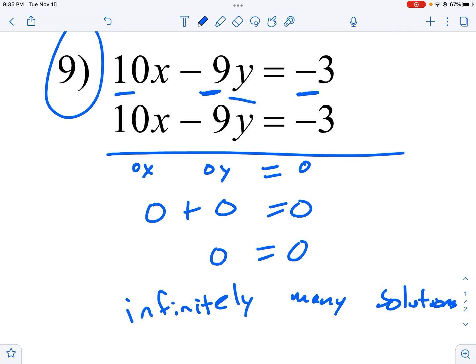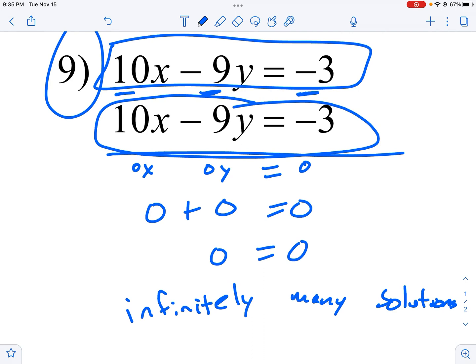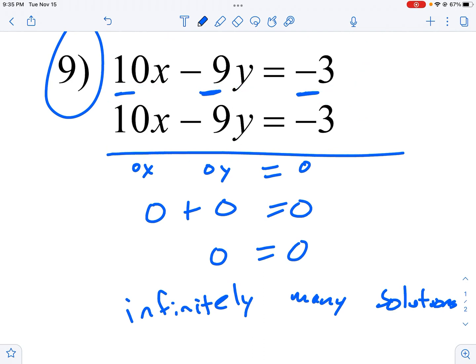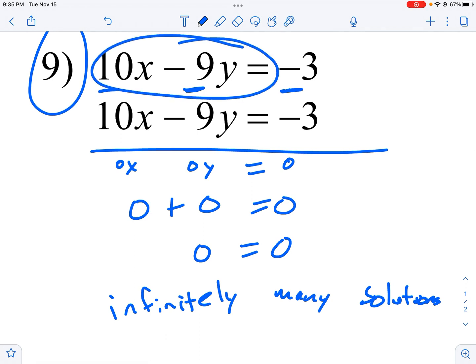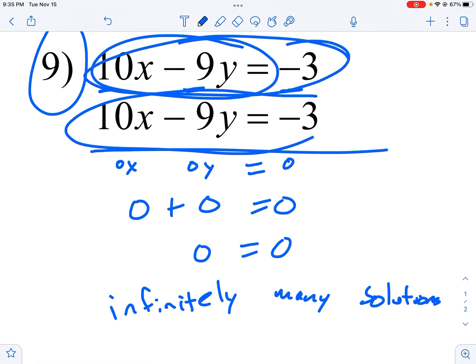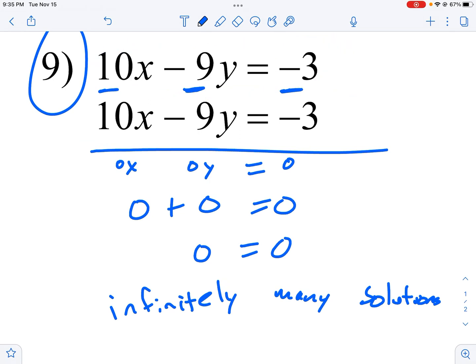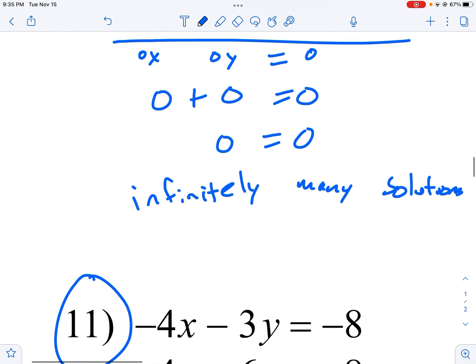And this happens because these are actually the same line, right? They're the exact same equation. And so if you take a line and you subtract that same line, the line disappears. And a line itself has infinitely many solutions. So any point that works in the first one, that makes this equation true, will also make this one true, just by the nature that they're the same. So you're getting infinitely many solutions.